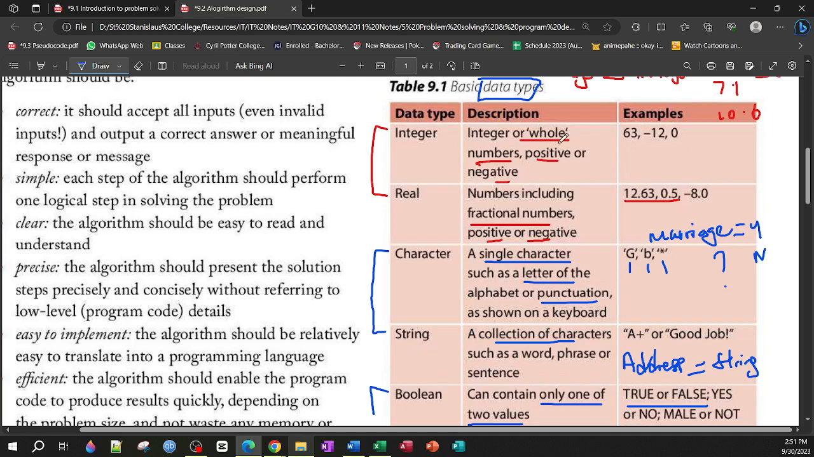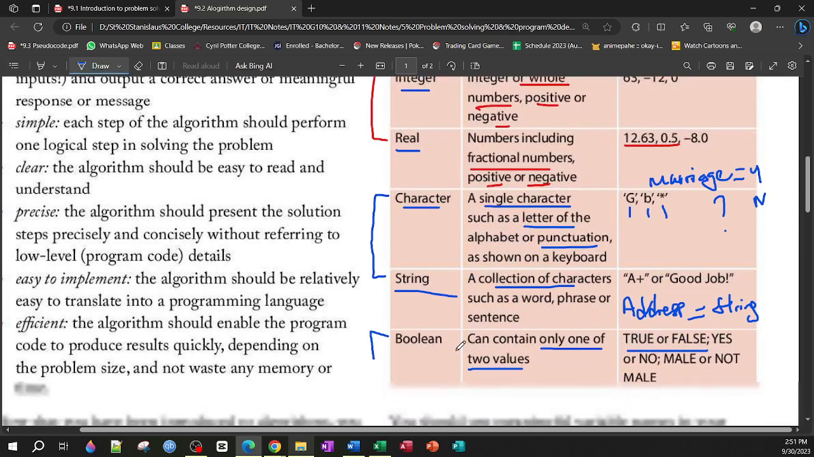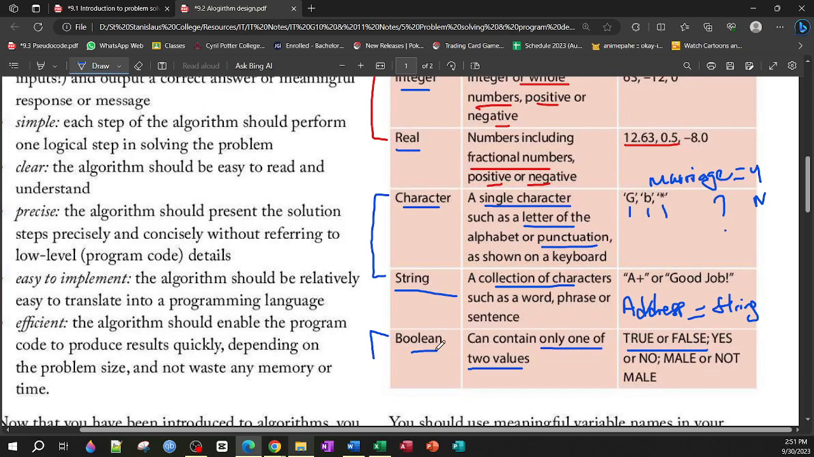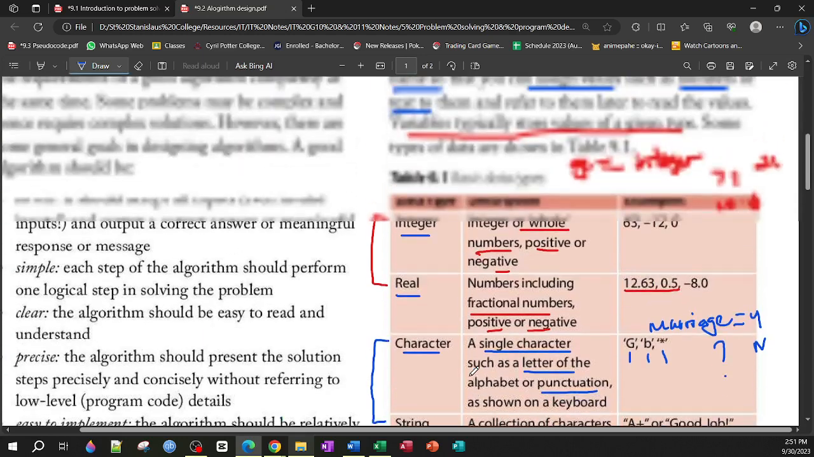All right, so as a recap, remember once it's only whole numbers, we use integer. Once it has to do anything with a fraction or decimal based number, that is real. One single character is a character. Collection of characters, a word, a phrase, that's a string. And once you only have two answers, true or false, yes or no, maybe, maybe not, it's Boolean. Good.